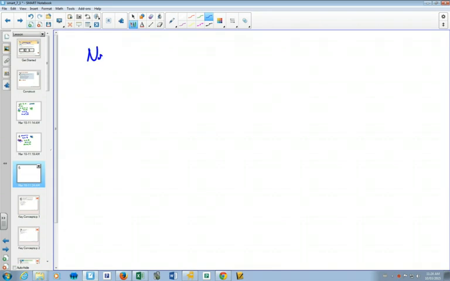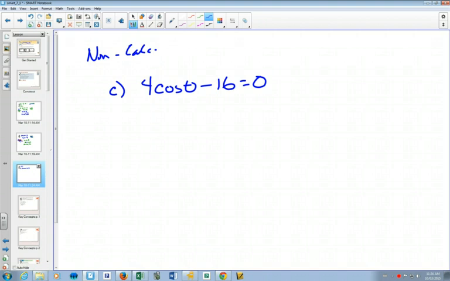Okay, now we'll get to some non-calculator ones. Call this C. 4 cos theta minus 16 equals 0. So most of the non-calculator ones, what that will mean is you will get a value that's on your pie plate. However, in this case, when I move this 16 over and divide by 4, I get cos theta equals 4, and that's not on my pie plate.